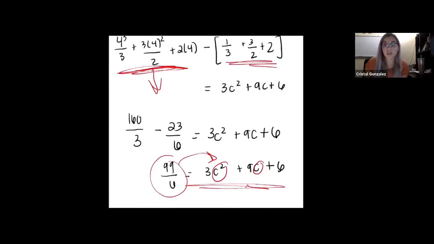and I'm going to do that on the next page, just because I don't know why I'm writing so huge. Okay, so if we move that over to the right-hand side, we're going to get 0 is equal to 3c squared plus 9c minus 87 over 2. Now, I don't think that this is going to factor. We can, if we want to, multiply everything by 2 to get a common denominator, and we can just now apply that quadratic formula.